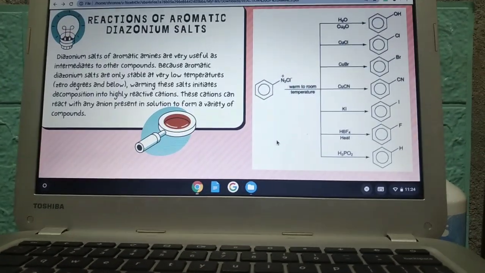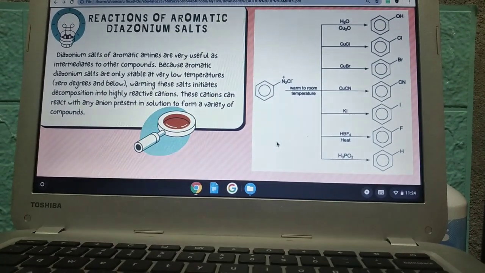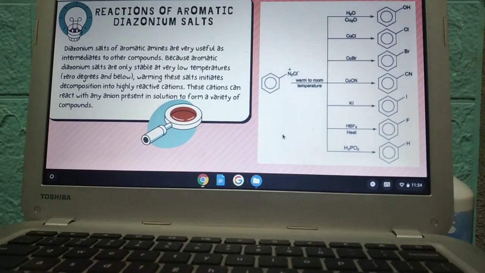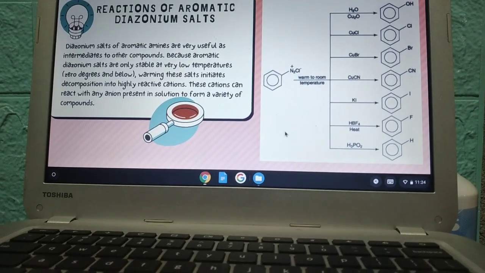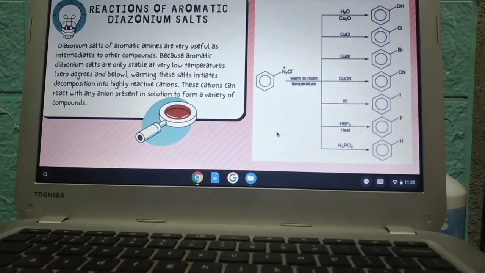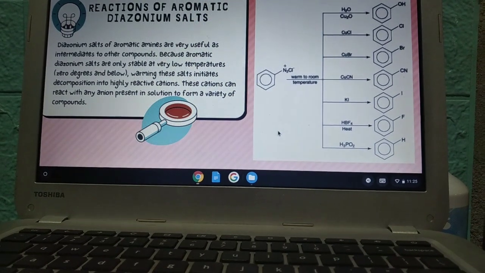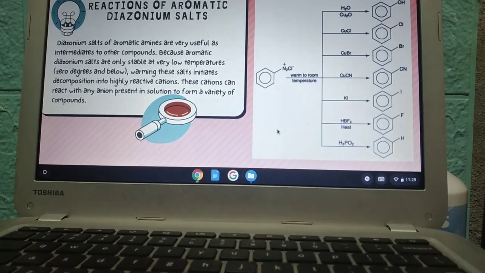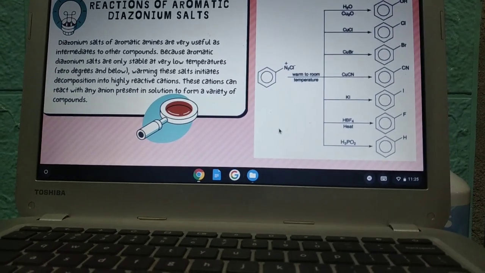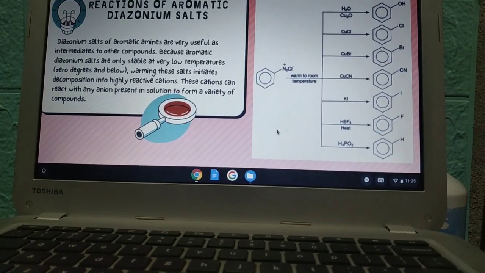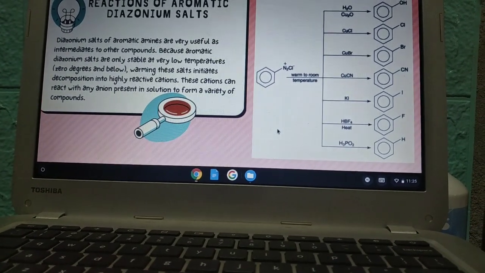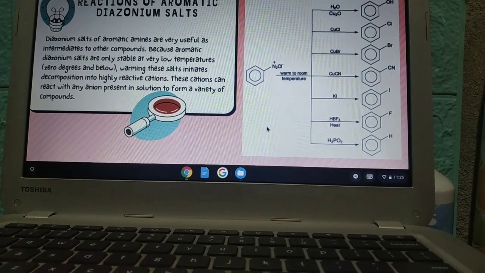Reactions of aromatic diazonium salts. Diazonium salts of aromatic amines are very useful as intermediates to other compounds. Aromatic diazonium salts are only stable at very low temperatures, 0 degrees and below. Warming this salt initiates decomposition into highly reactive cations. These cations can react with any anion present in solution to form a variety of compounds.